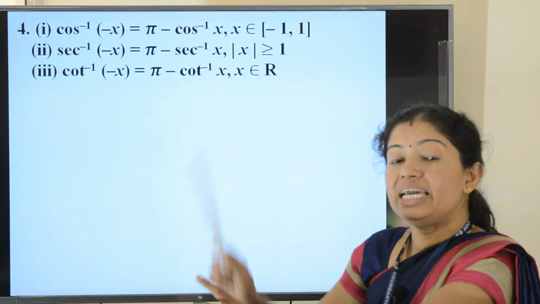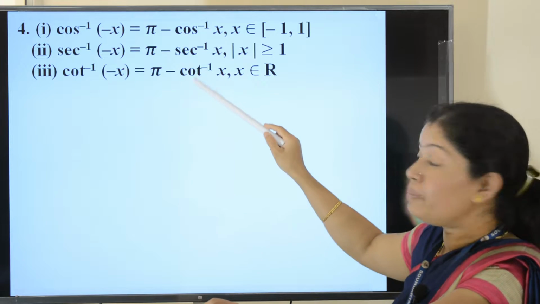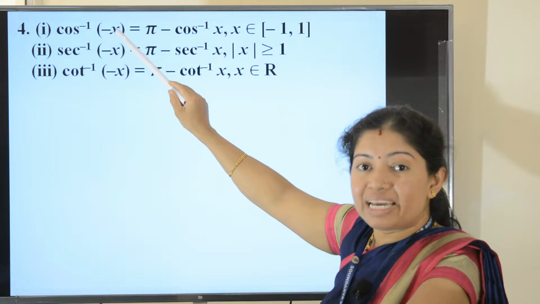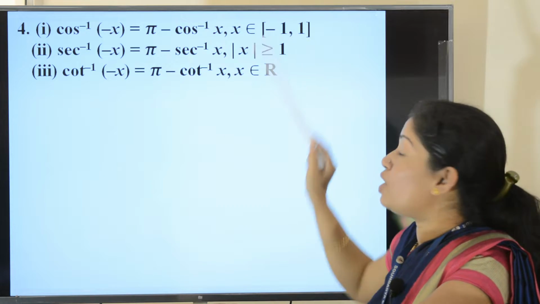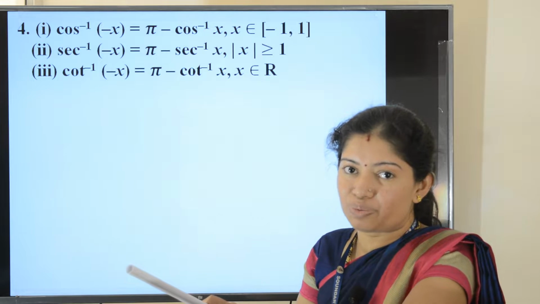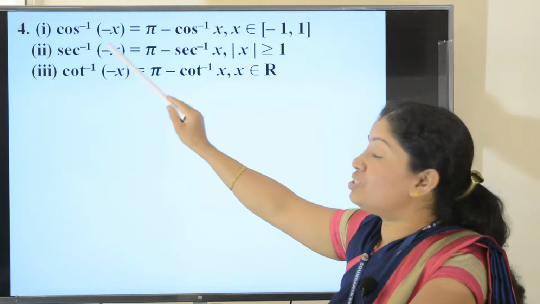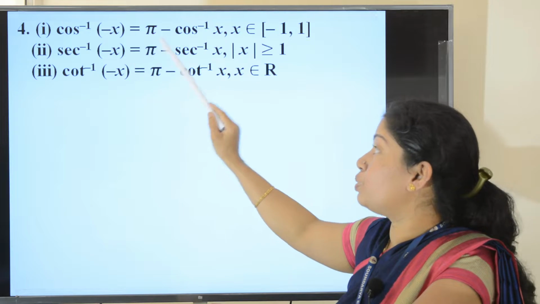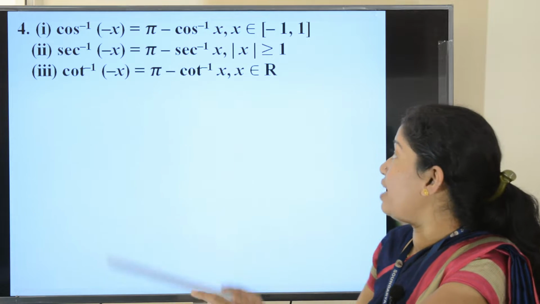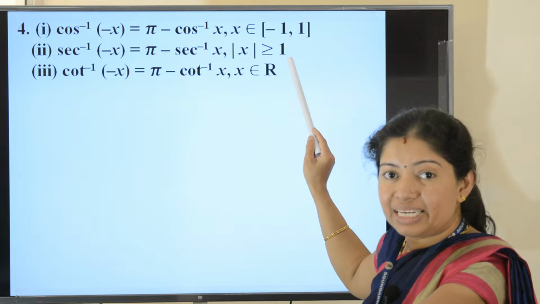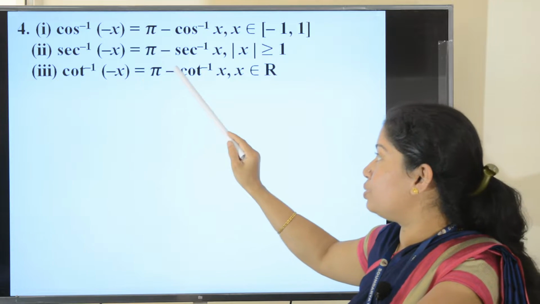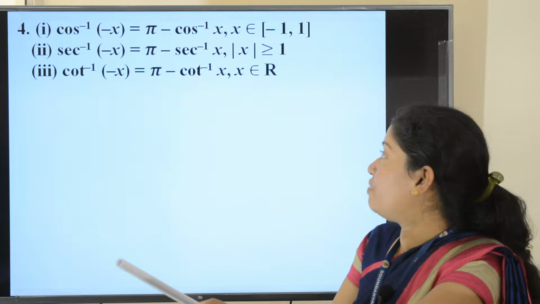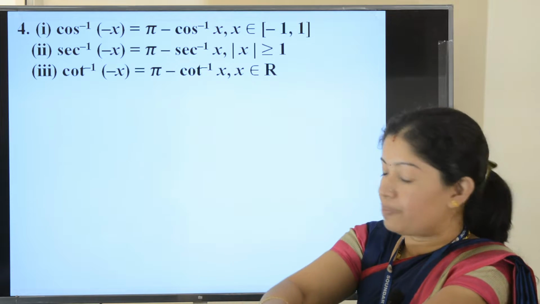Next, if you see the other inverse trigonometric functions, it will satisfy another property. It will be like this. Cos inverse of minus x will be pi minus cos inverse of x, where x belongs to closed interval minus 1 comma 1. Secant inverse of minus x is equal to pi minus secant inverse of x, where mod x is greater than or equal to 1. And cot inverse of minus x is equal to pi minus cot inverse of x, where x belongs to R.